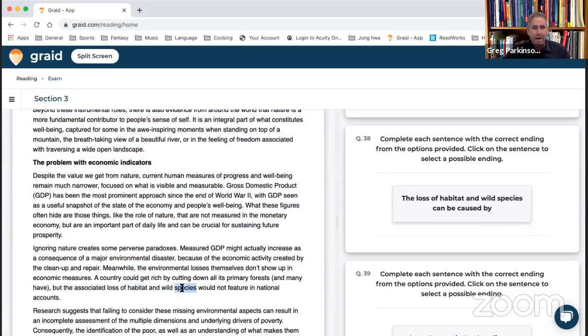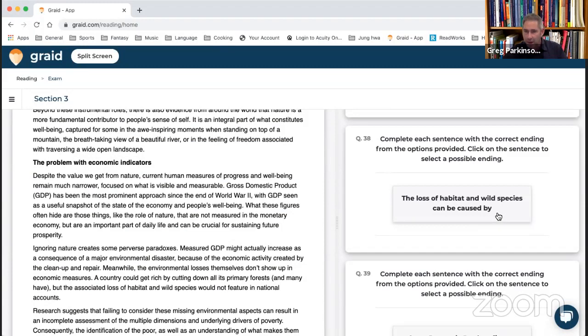So again, I am using some kind of logic. I thought habitat and wild species are more likely to be in the first part of the reading, but they aren't. But we were able to find them pretty quickly later. So let's read this whole sentence. A country could get rich by cutting down all its primary forests, and many have, but the associated loss of habitat and wild species would not feature in national accounts.